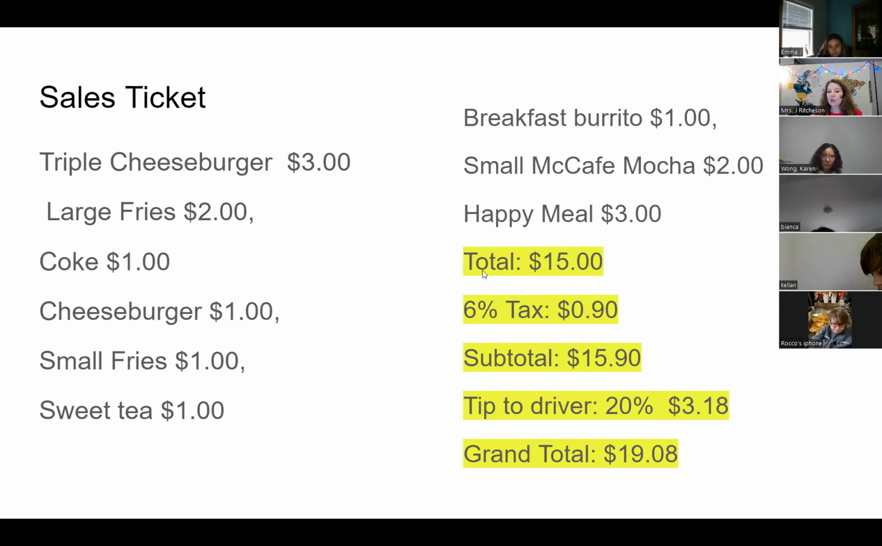Then you're going to include the total amount of money before tax. Then you're going to tell me the tax amount. Then you're going to add the total amount to the tax for your subtotal. The next thing you have to do is figure out how much tip you are giving the driver. Even if it's a fast food restaurant, you still have to leave a tip. In the past, I've had kids say, "I went to Wendy's. We don't leave tips at Wendy's." Well, you do if DoorDash delivers it. And then you're finally going to give the grand total.